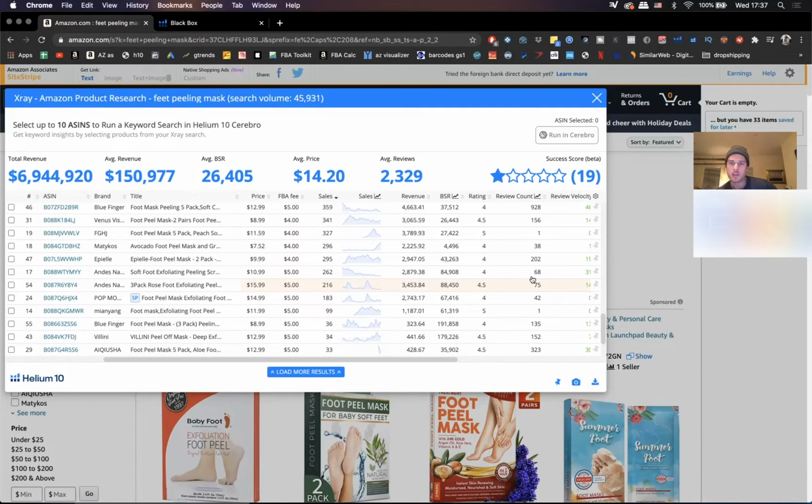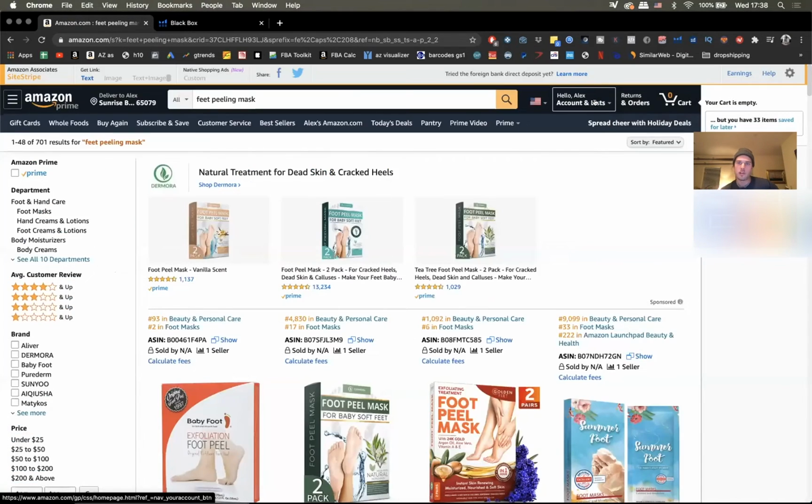I'm just first trying to identify supply and demand. Is there demand, and is there room for me to jump in there? And if it does look that way, then the next step is the numbers, identifying what my profit margin potentially would be. And if that checks out, then I'm looking at it like a good product to launch.